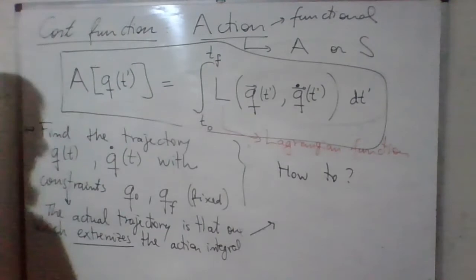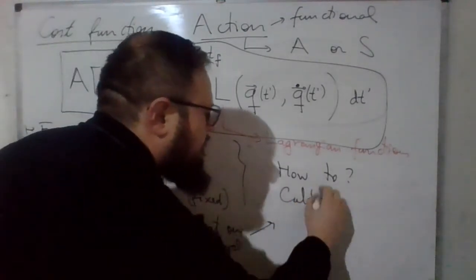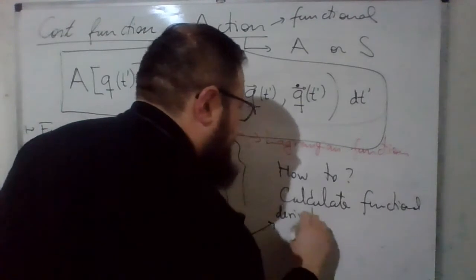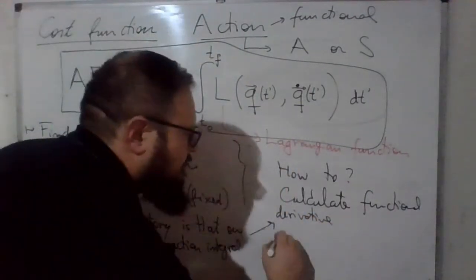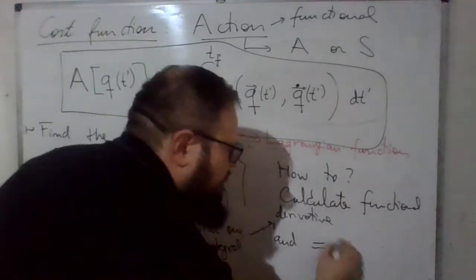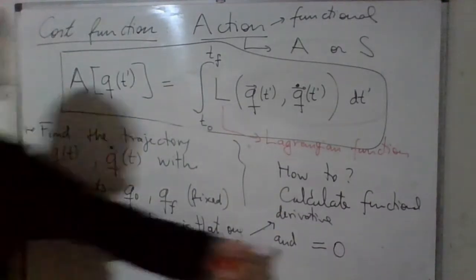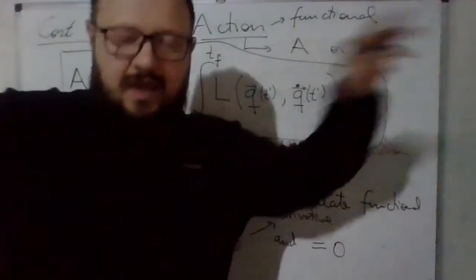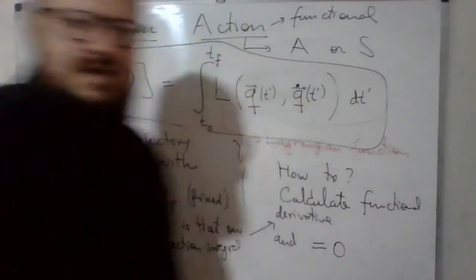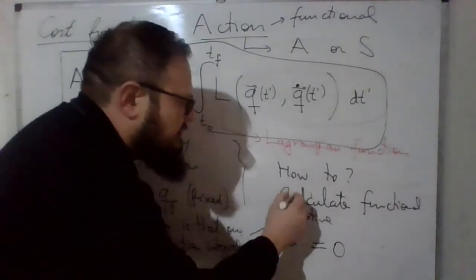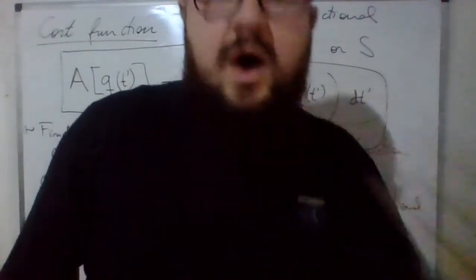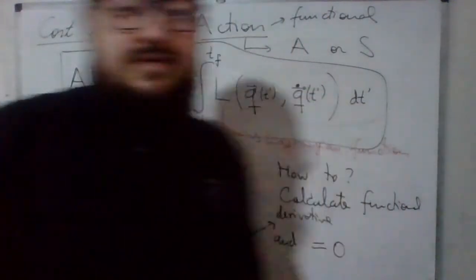So how to do that? Calculate the functional derivative and make it equal to zero. Equalize it to zero, because in a maximum or a minimum, you know that the tangent or the derivative vanishes. Right? So let us calculate the functional derivative. But now the question is, with respect to what do we need to calculate the functional derivative?